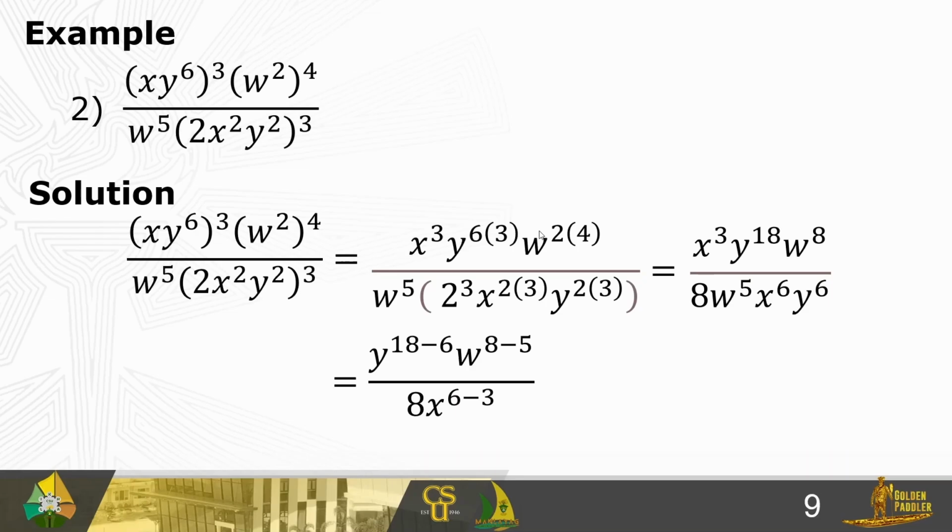And since the exponent of w in the numerator is greater than the exponent of w in the denominator, we can subtract their exponents in the numerator. So we have w raised to the power of 8 minus 5 all over 8. And since the exponent of x in the numerator is less than the exponent of x in the denominator, we are going to subtract their exponents in the denominator. So we have x raised to the power of 6 minus 3. So we have y to the power of 12 times w raised to the power of 3 all over 8x cubed.